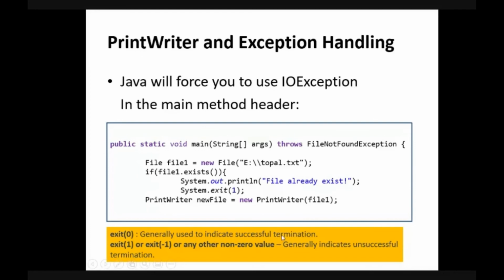Exit 0 is generally used to indicate successful termination. 1 or -1 doesn't matter, any non-zero value generally indicates unsuccessful termination. So I like to terminate successfully. It is going to just close this one and continue. If there is a file, I don't want to lose my information there. So it checks if the file exists, and if so, it just terminates. If there is no file, I am going to assign a new file with that text file.